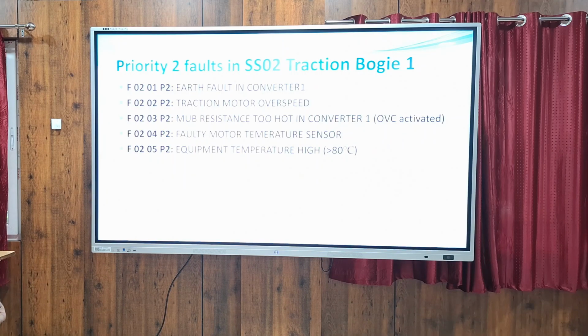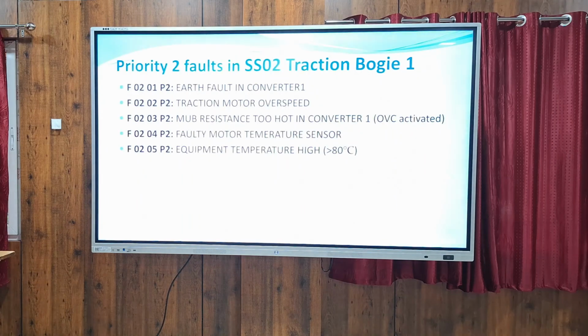T2, this difference, it's 0.3 difference in such a case. Or if one element is open circuited, or short circuited.